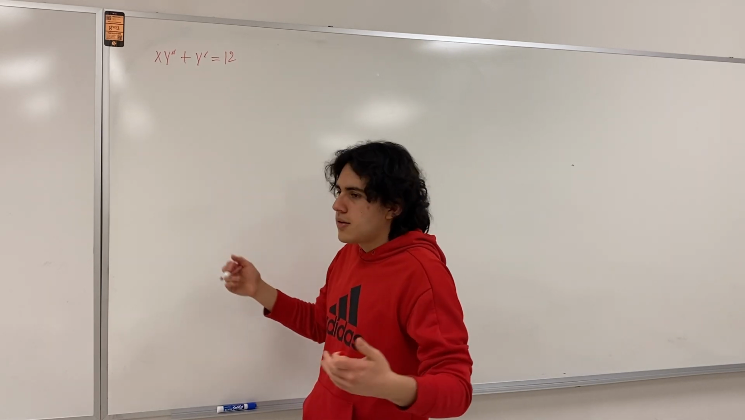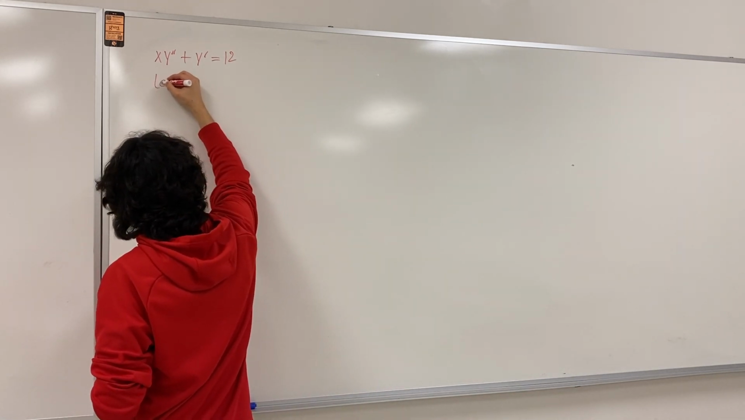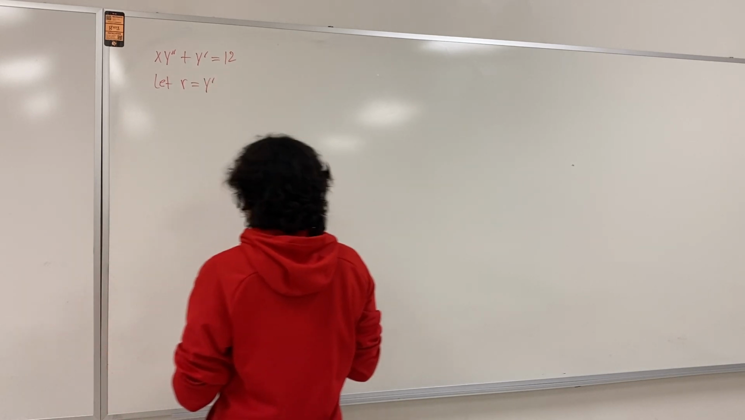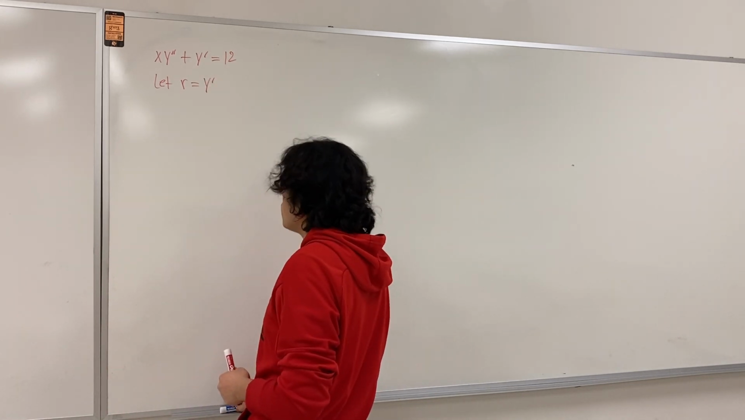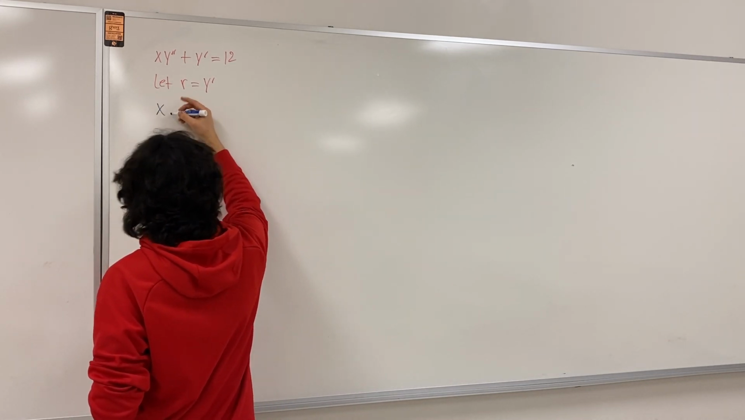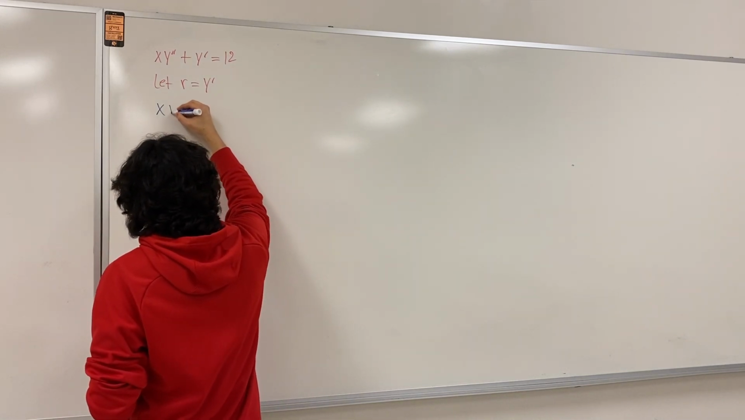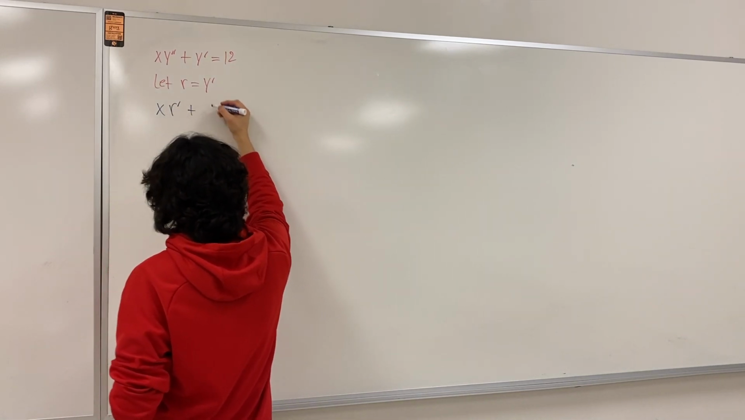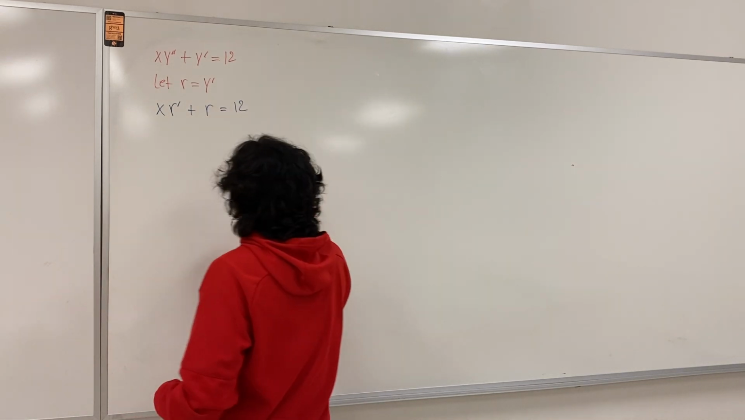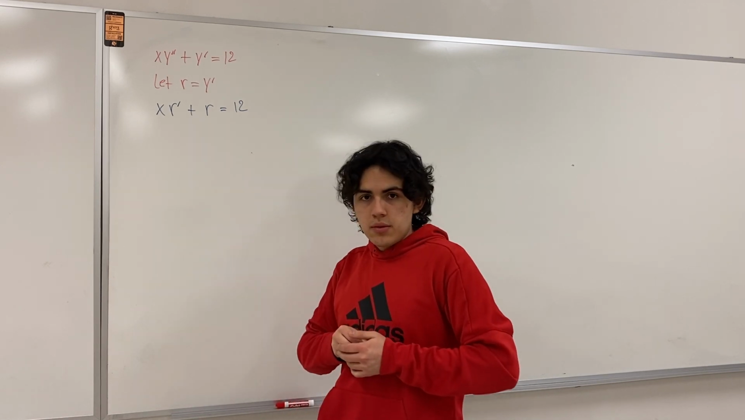Let's use the letter r, let r be equal to y prime, okay? Because if you do that, you're going to be able to rewrite the differential equation like this. You're going to have x times y double prime. Well, y double prime is going to be r prime. So r prime plus y prime, that is r, is equal to 12, okay? So I hope that you can notice that this is a first order differential equation, okay?